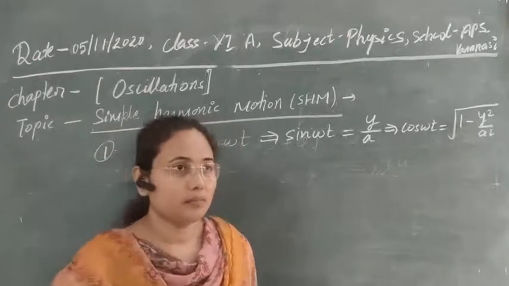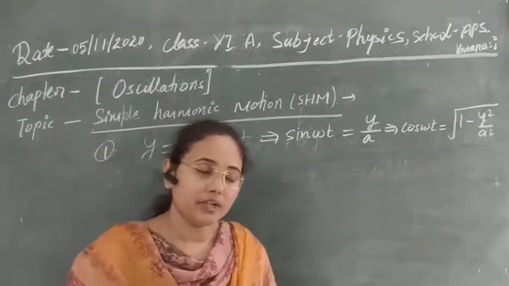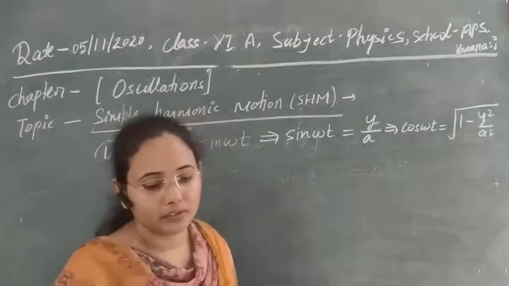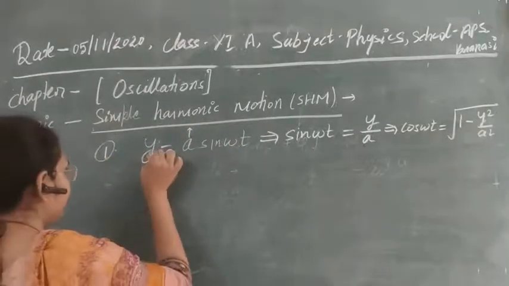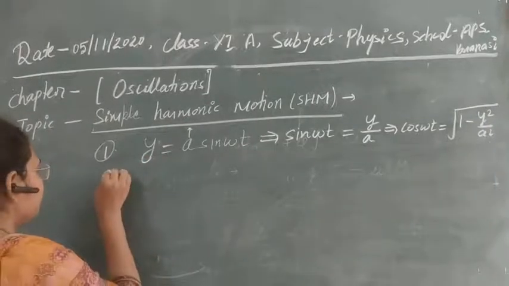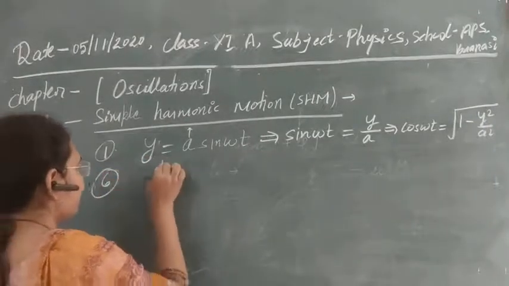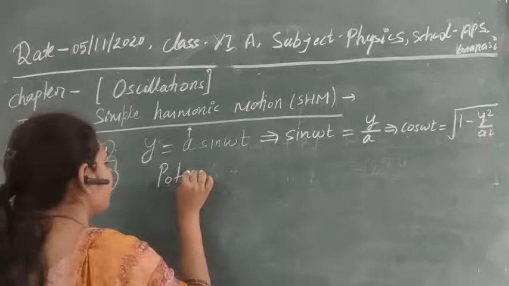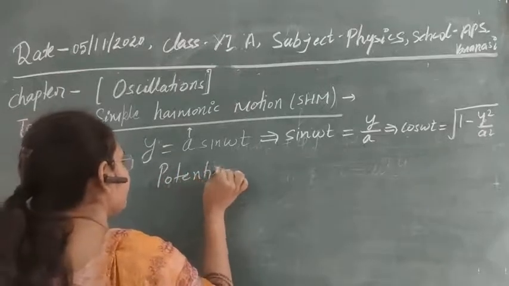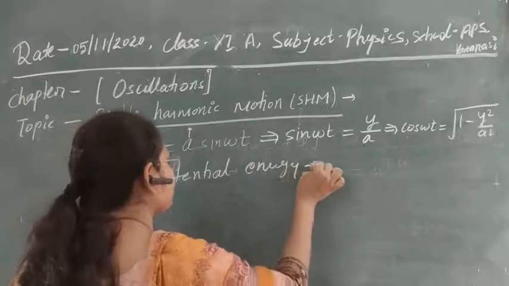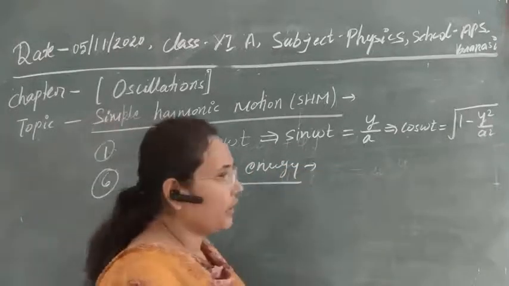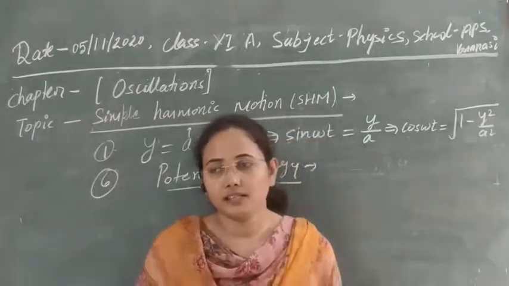So the next property is how we can calculate the energy of simple harmonic motion, or the energy of a particle during simple harmonic motion. Suppose we want to calculate first the potential energy. So how can we first define potential energy?